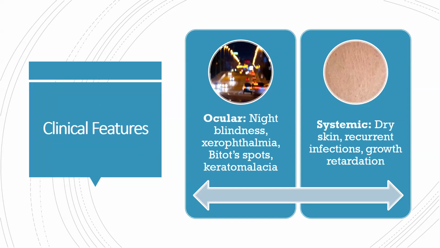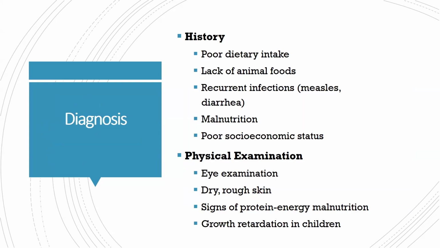So these are again the symptoms. The ocular symptoms will include night blindness, xerophthalmia, Bitot spot, and keratomalacia. And the systemic symptoms include dry skin, recurrent infections, and growth retardation.